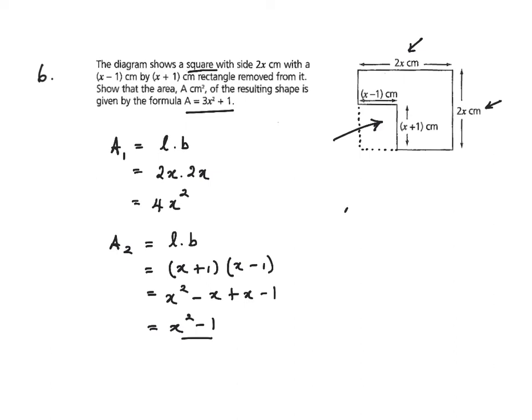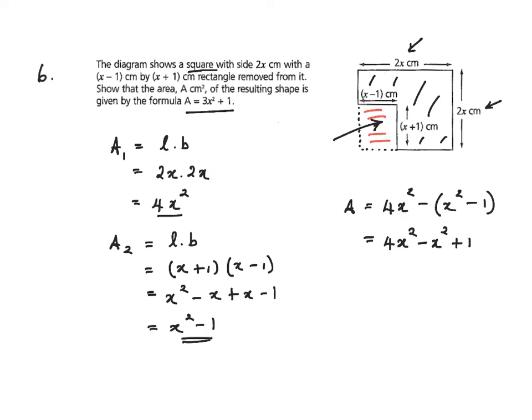Now if I want to work out the area of this part here, what I'm going to do is I'm going to subtract from the total area of the square the area of this piece here, which has been cut out. So I'm going to take away this. Now you'll notice I'm using a bracket. So it's 4x squared. Now, if we expand this bracket, it's minus 1 times x squared is minus x squared, and minus 1 times minus 1 is plus 1. There isn't a 1 written in front of this bracket, but we have to imagine that there is. So 4x squared, take away x squared is 3x squared plus 1, the desired answer.